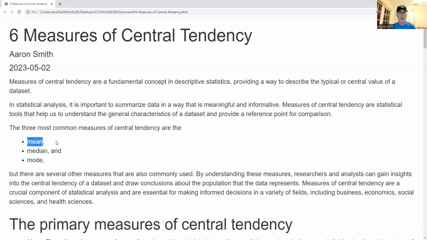The arithmetic mean, we learned in elementary school, middle school, something like that. The median, like the median when you're driving on the road, the median is in the middle of the road. The median of the data set is the middle of the data set. And the mode is the most frequent observation.